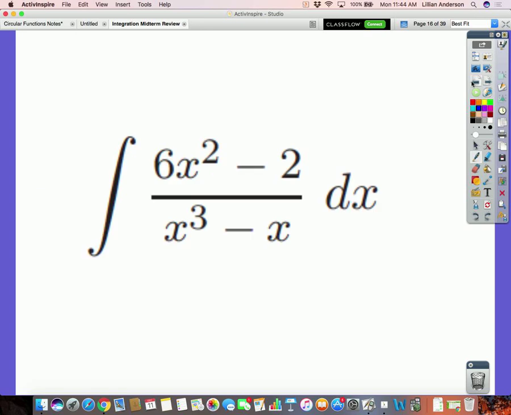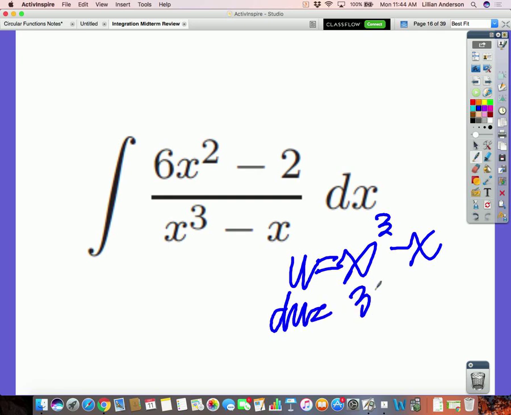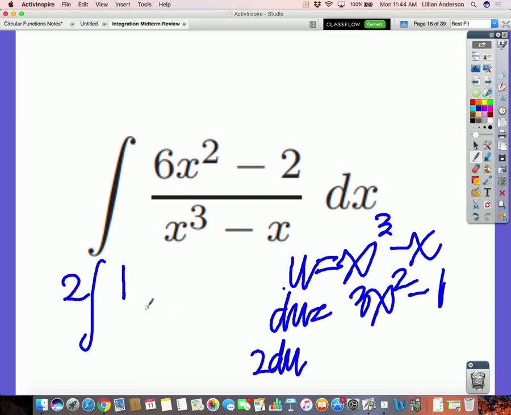Just real quick for this one, I want you guys to tell me, what would you make u? What would you make u here? X to the third minus x. So it'd be x to the 3rd minus x, which means the derivative of this would be what? Minus 1. So what would you have to do? So multiply du by 2. So then when you take the antiderivative, it would end up being 2 du over, and then you just go take the antiderivative from there.